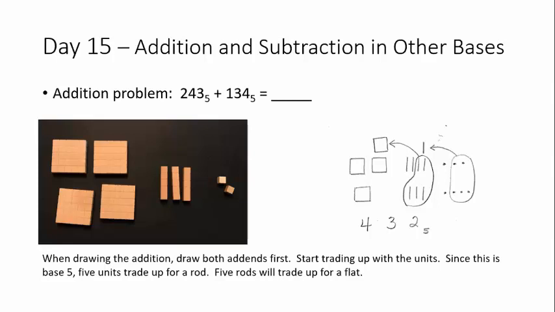And 5 rods will be traded for a flat. So I circled 5 rods. I drew a flat and drew an arrow to that flat. The uncircled elements in your diagram make up the sum. There are 4 flats, 3 rods, and 2 units. The sum is 432 base 5.